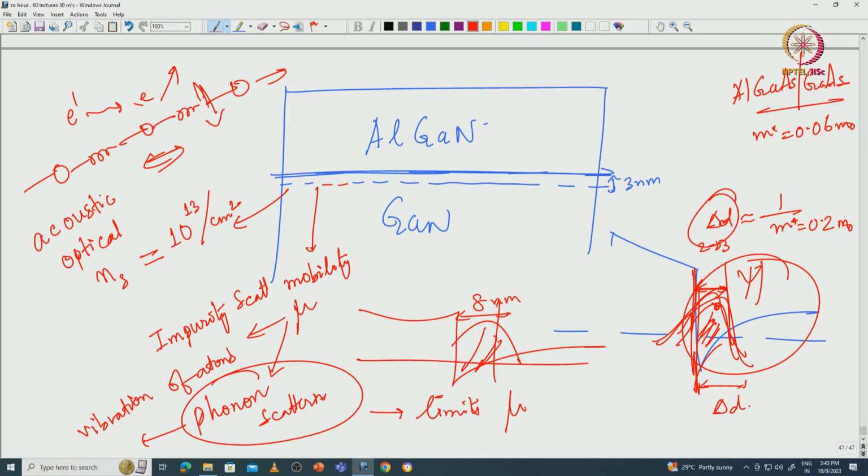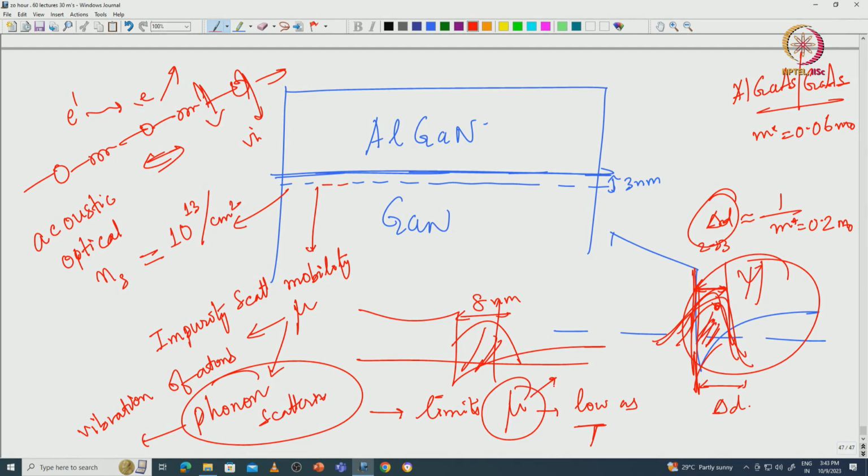With higher temperature, if you increase the temperature of the material or the surrounding, your atoms will vibrate more, and so the collision or the scattering will also be more, and so your mobility will become lower as your temperature becomes higher. And if you cool down the sample, if you go to lower temperature, then your vibration will reduce, and so your mobility will improve.